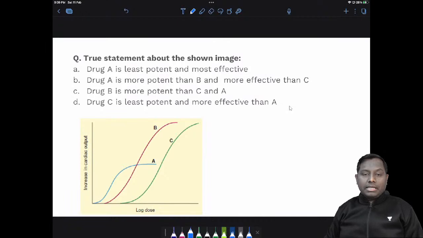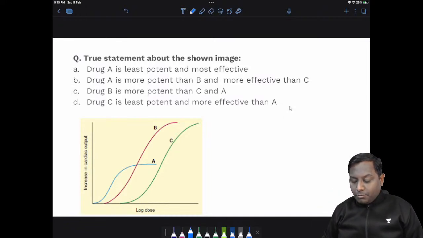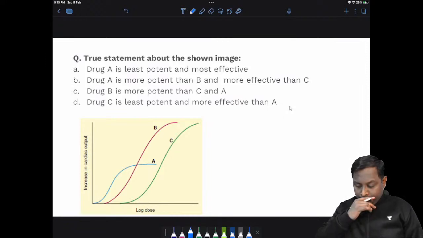Now these are the graphs. I'll be having 3-4 graphs, and I want each one of you to master this. I am pretty sure all of you are already aware of this, but still just to make sure that you are on the right page and we are understanding the same. Go ahead please. True statement about the shown image. A is least potent and most effective. You have to reply to these questions in the comment section. A is more potent than B and more effective than C. B is more potent than C and A. C is least potent and more effective than A.